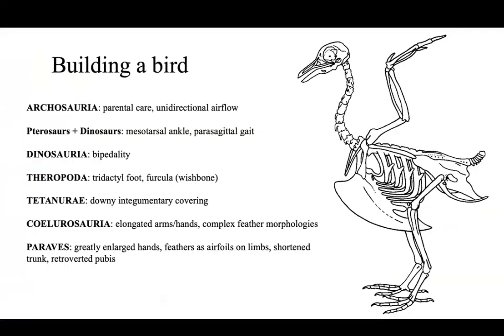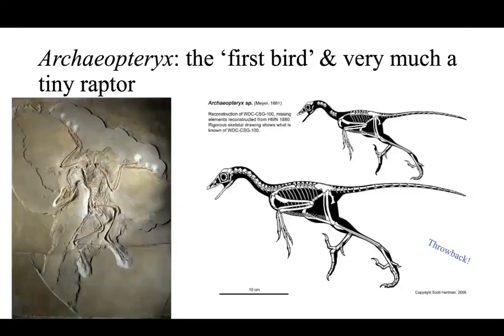And so by the time we get to Paraves, you can see we have even more features in line for our bird building that we're doing. The big hands, the feathers as airfoils, a shortening of the trunk, and finally a retroverted pubis, ornithischian-style pubis, except it's not ornithischian, it's true ornith. It's the birds getting the retroverted pubis finally. So let's actually talk about birds.